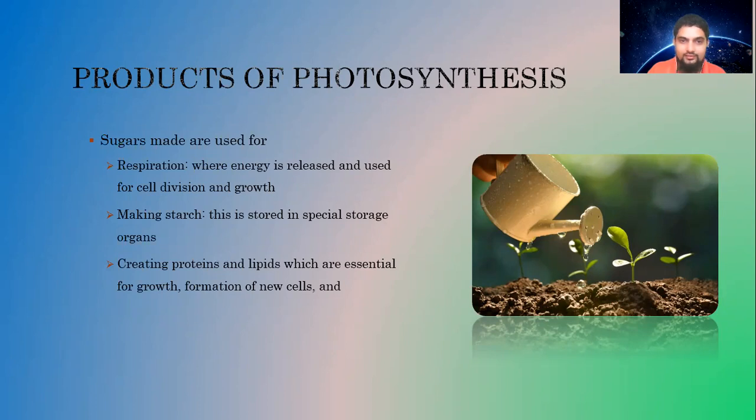Creating proteins and lipids, which are essential for growth and formation of new cells. So the glucose that is formed, the sugar that is formed, will also be used to make proteins and lipids, and these are things that cause cells to grow. When new parts of the plant are being made, they need proteins and lipids. And also for the development of stems, leaves, and the reproductive structures. So all of these are important functions of the plant that rely on the production of sugars. So that's why photosynthesis is such an important step in the life of the plant.